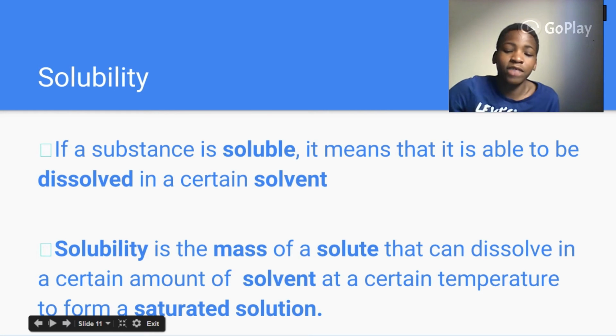Solubility is the mass of a solute that can dissolve in a certain amount of solvent at a certain temperature to form a saturated solution.